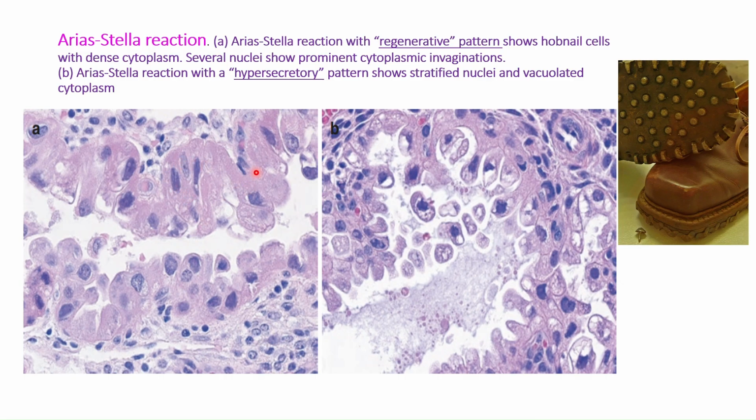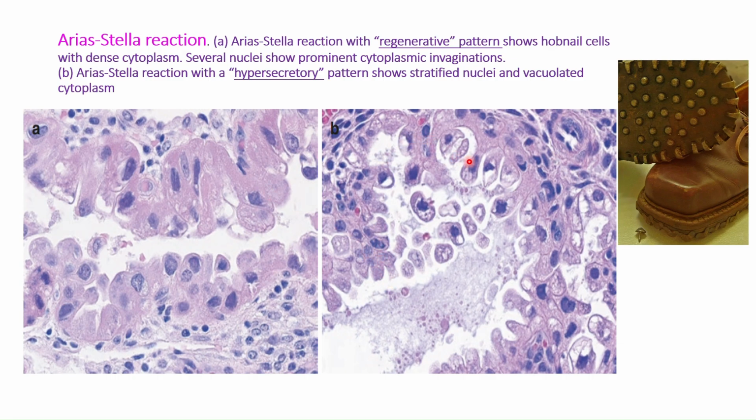Here we can appreciate these 2 effects. First, this is a regenerative pattern. We can appreciate enlarged nuclei, abundant pink cytoplasm which is dense in nature, and this is the hobnailing effect. And sometimes we can appreciate cytoplasmic invagination into the nuclei. So this is the regenerative pattern. And the hobnailing effect we can appreciate here. It is like a nail top which is protruding from the surface.